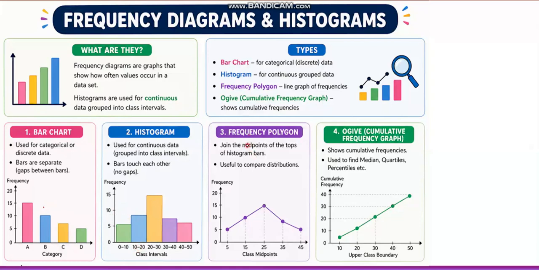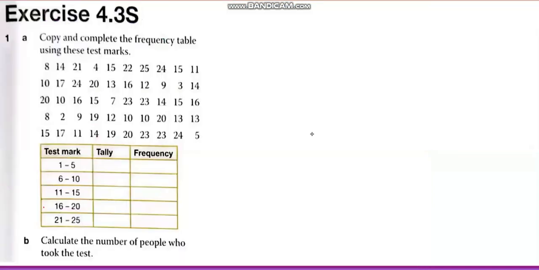There are some other ways to represent the data, like a frequency polygon, which joins the midpoints of the tops of the histogram bars. It is useful to compare distributions. Here, this is the highest point of the bar, and they have just joined these points to show the frequency polygon. Similarly, there are other ways like the cumulative frequency graph. We will not see this in detail because our exercise is limited to histograms. Now let's proceed to the questions.